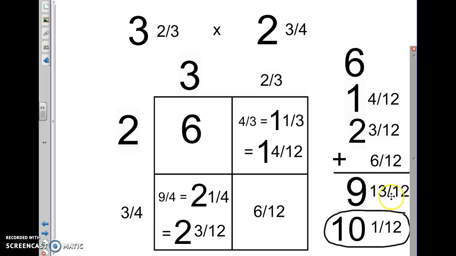Which is a mixed number that has the fraction part as an improper fraction. That means I need to change this improper fraction to a mixed number. I know that 13/12 is 1 1/12, so I took that one whole, put it over here, gave me 10, and then I have the 1/12. So that should have been your final answer.